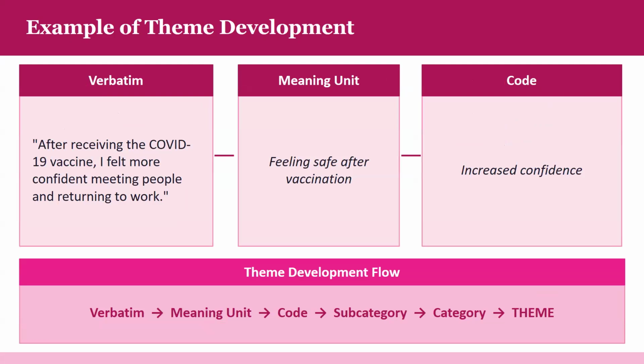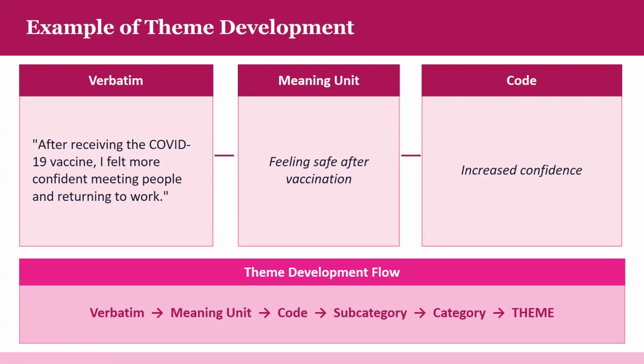The example of theme development is we start with the verbatim, which is the expression of the participant. He said that after receiving the COVID-19 vaccine, I felt more confident meeting people and returning to work. So from this verbatim, we extracted a meaning unit, which is feeling safe after vaccination. And then we developed a code, which is increased confidence.